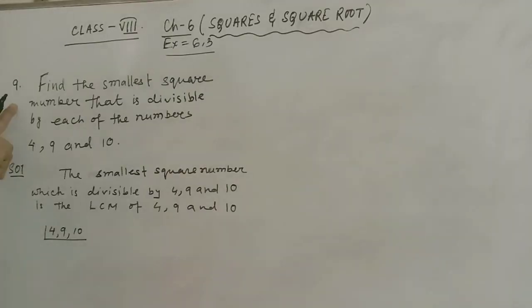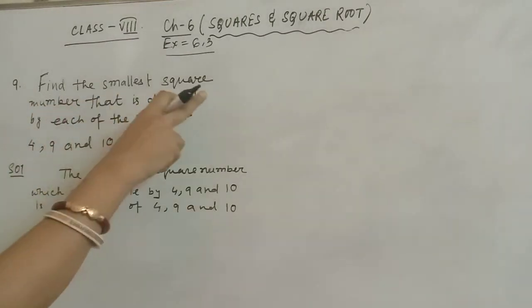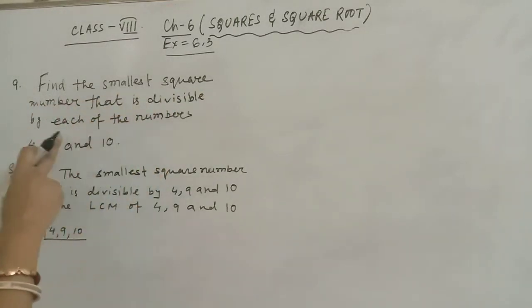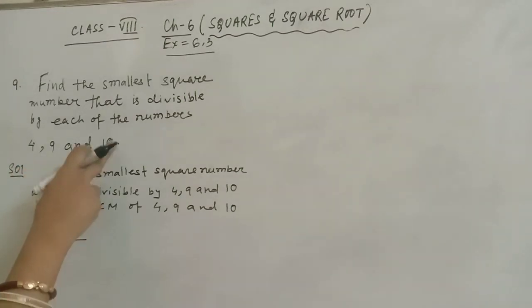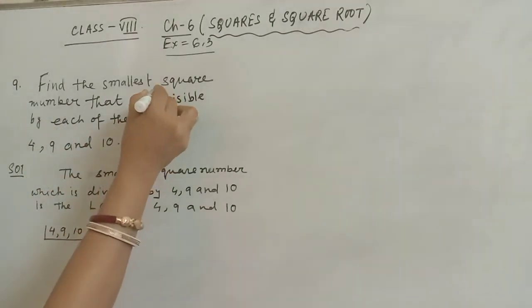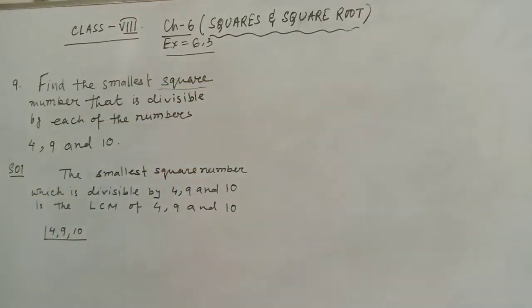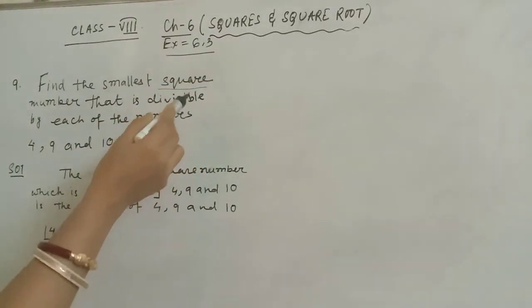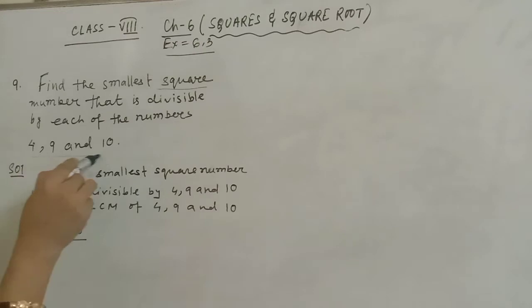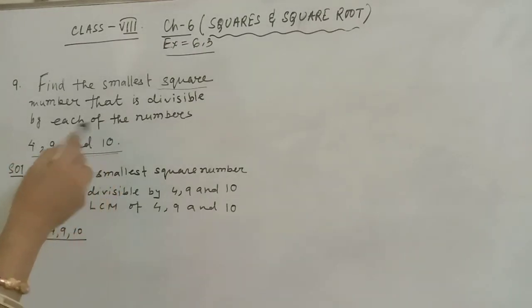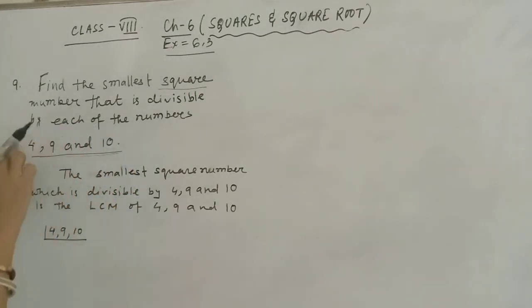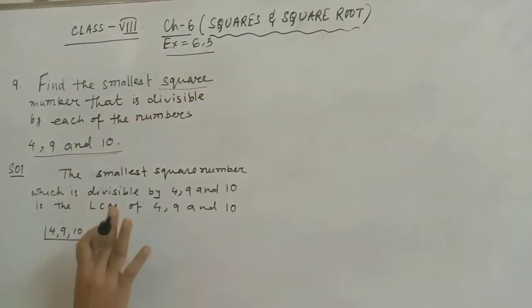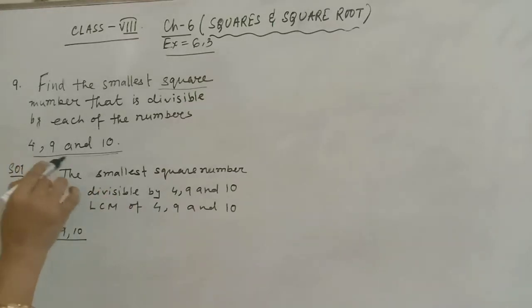Now question number 9. Find the smallest square number that is divisible by each of the numbers 4, 9 and 10. That means you have to find the square number. Be careful, you need to find the square number. At the same time, it should be divisible by 4, 9 and 10. So first of all, you have to start your work from here. Afterwards, you will see whether it is a square number or not.